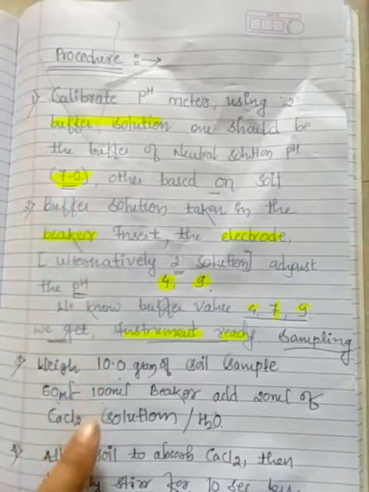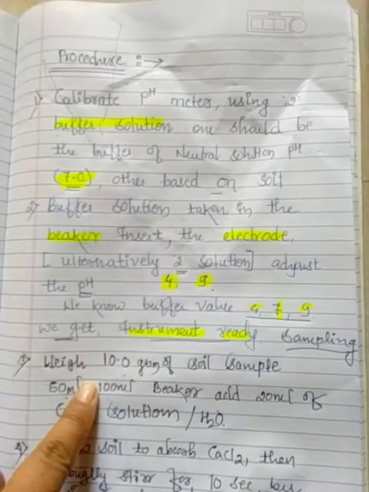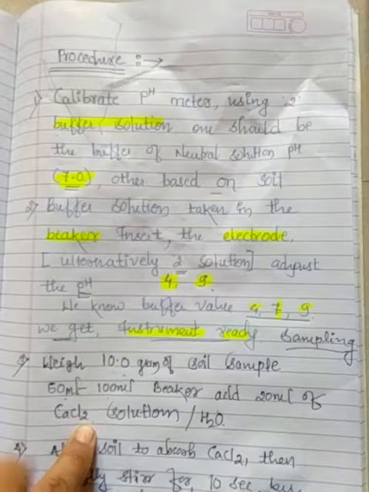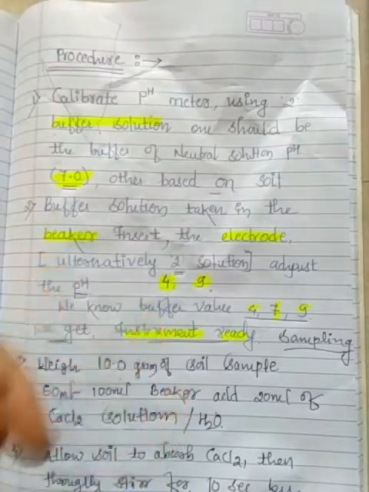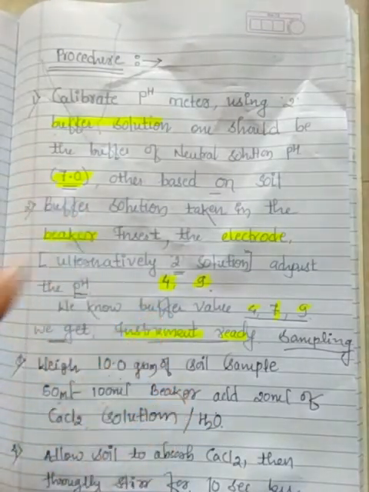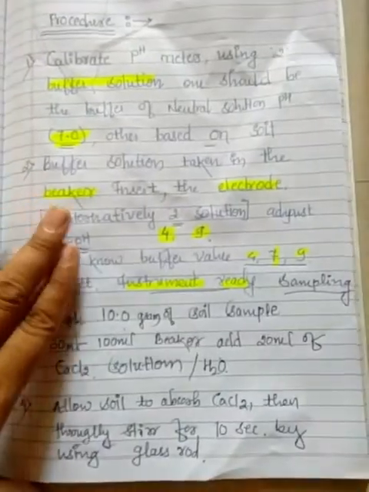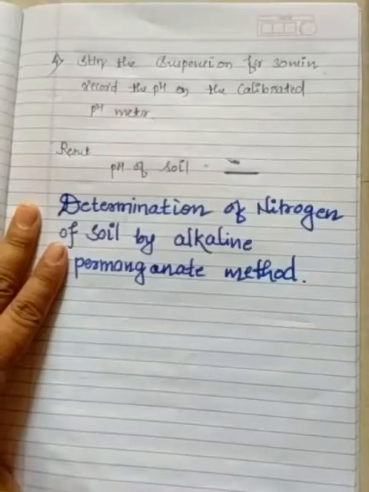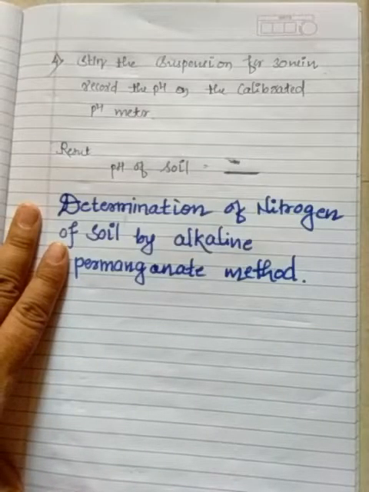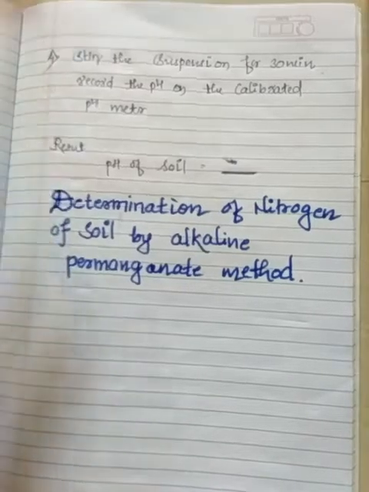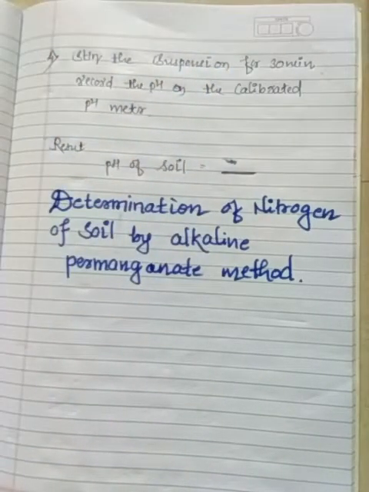One should be of 7 range, another may be of 4 or 9. After calibrating, weigh 10 gram of soil sample, add 20 ml of calcium chloride, and let it stay a few seconds. After that, stir it for 10 seconds with the glass rod and you will get a suspension. Put the glass rod in that suspension and see the reading in the pH meter. You will get the pH of your soil; that is the result.